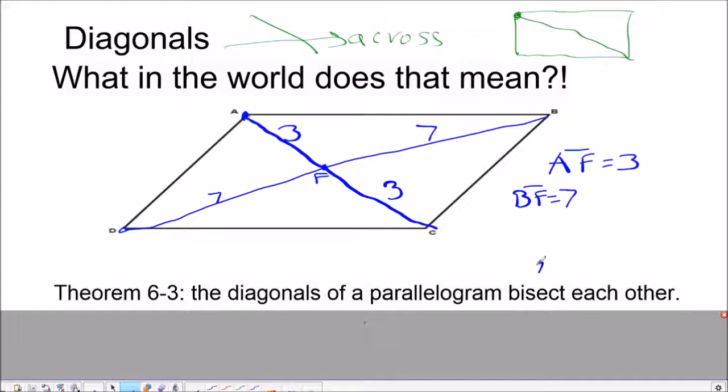Now remember, that means bisect. It means to cut them in half. And we can see that here, because we can see that this diagonal from B to D got cut in half into 2 equal pieces of 7, and A to C got cut in half to 2 equal pieces of 3. So we can see they cut each other in half.